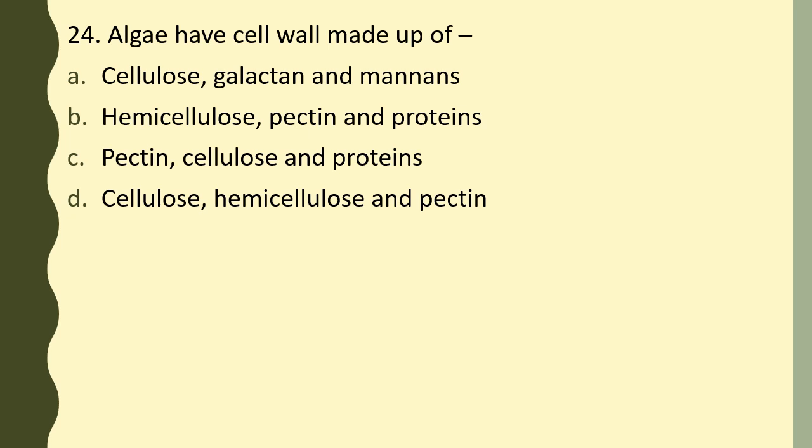Question number 24. Algae have cell wall made up of cellulose, galactin, mannins, hemicellulose, pectin and proteins, pectin, cellulose and proteins, cellulose, hemicellulose and pectin. Algae have cell wall made up of. Correct answer is option A, that is cellulose, galactin and mannin.